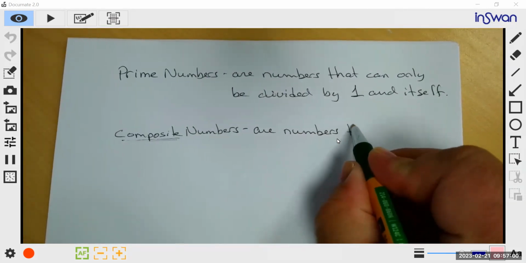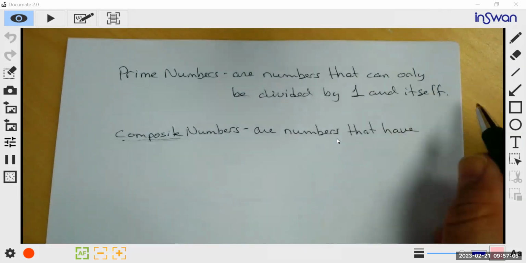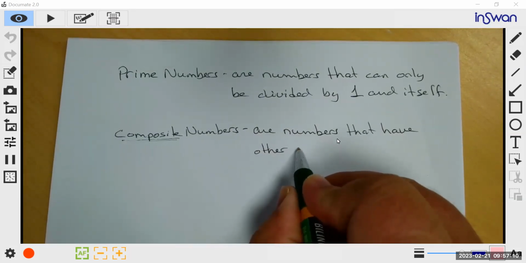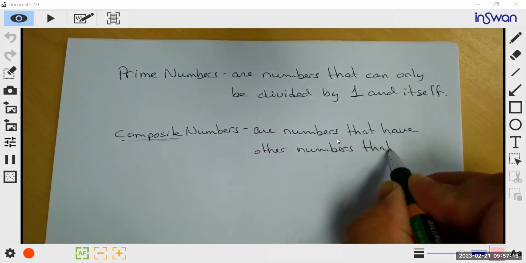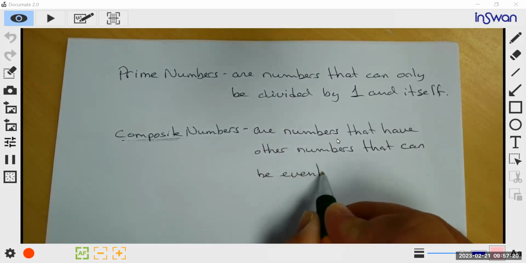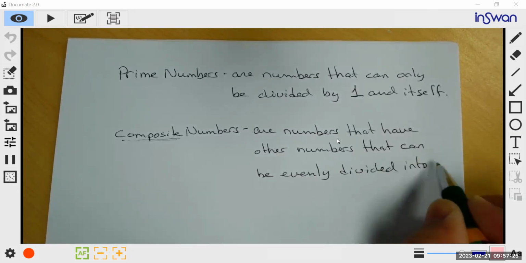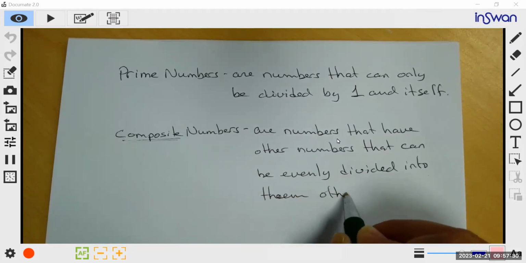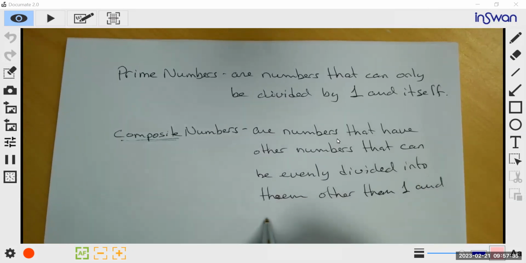These are numbers that have other numbers that can be evenly divided into them, other than one and itself.